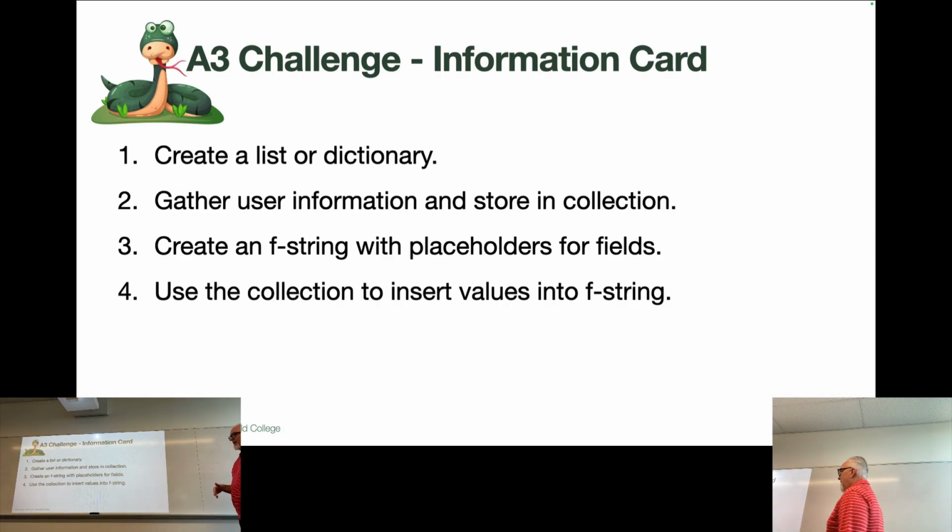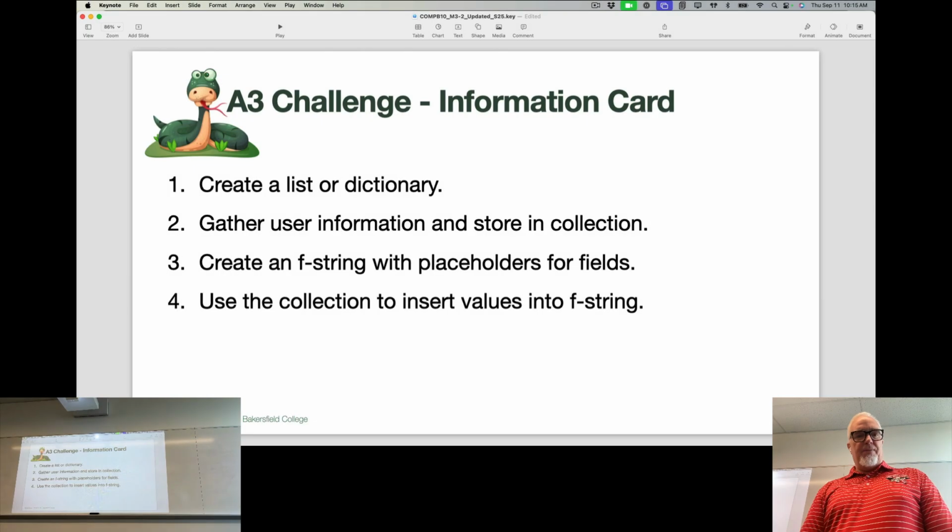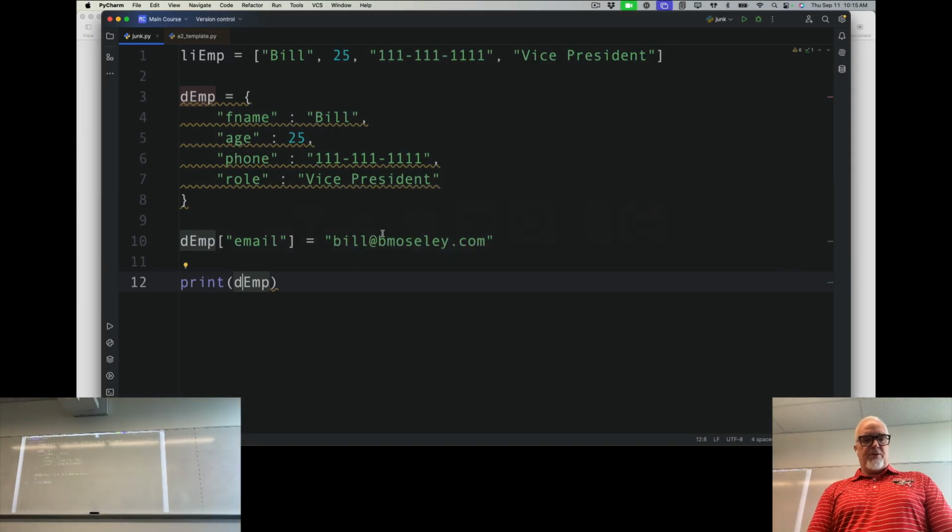You're going to get the user information and store it in a collection, in a dictionary or the list that you created. And then you're going to create an F string. This is kind of just one step, honestly, because the placeholders are actually going to be references to the dictionary or list. So you're going to use an F string with placeholders for the fields to insert that in. So let's talk about this. Let's go through this.